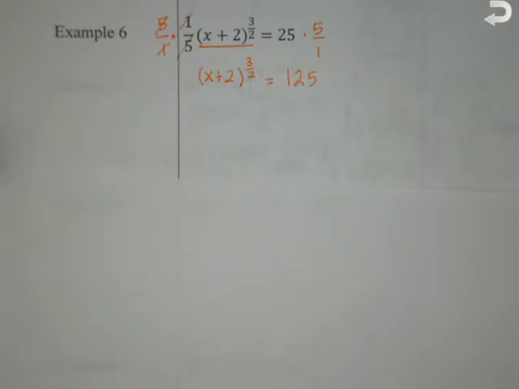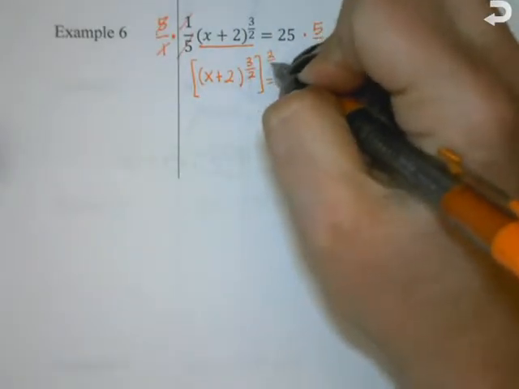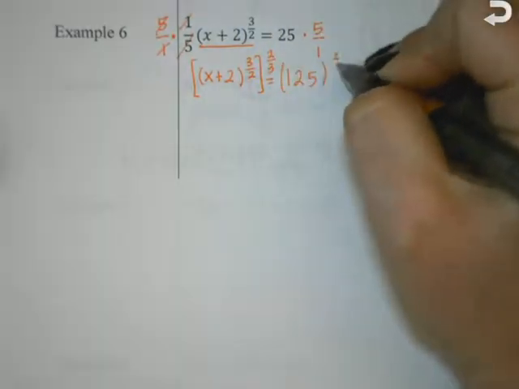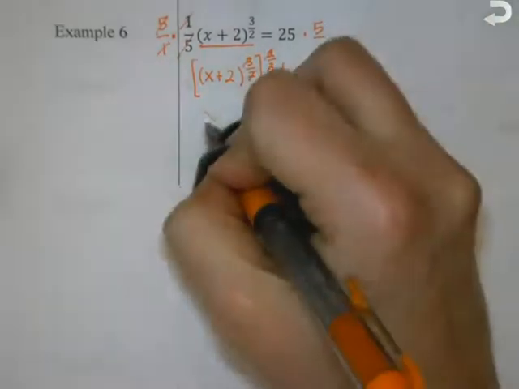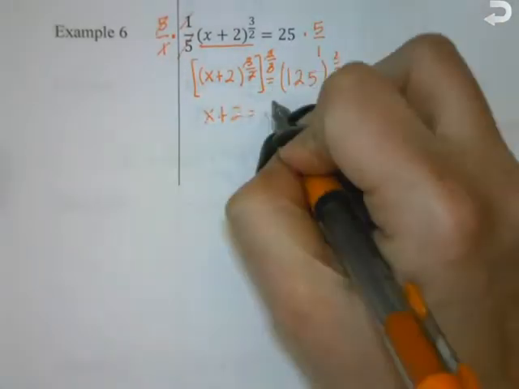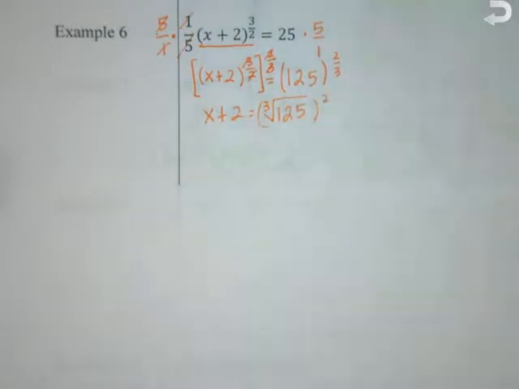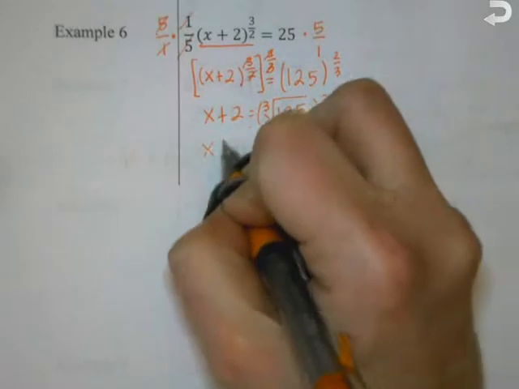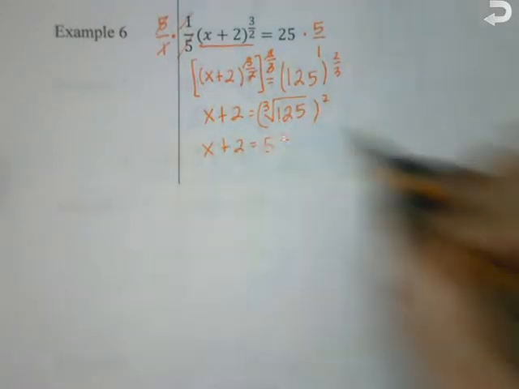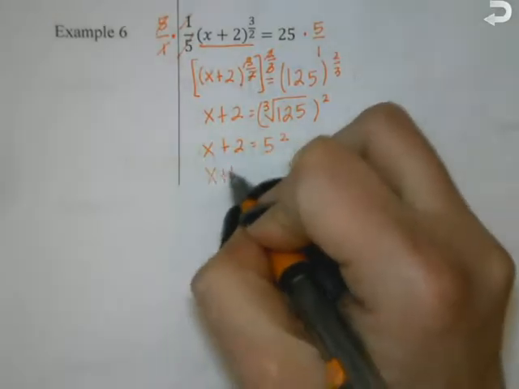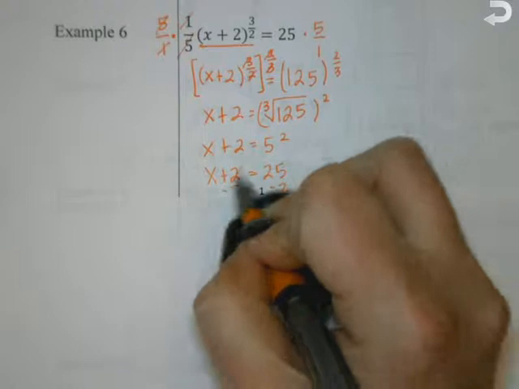And now you can raise both sides to the power of 2 over 3. So everything reduces. You get x plus 2 equals the cube root of 125 squared. So that's x plus 2 equals, the cube root of 125 is 5. And 5 squared gives us 25. So when you subtract 2 from both sides, you get x equals 23.